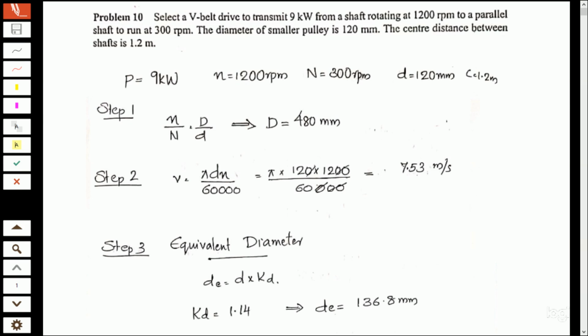Hello dear friends, let us discuss 2-3 problems from design of V-belt. So kindly read the question.